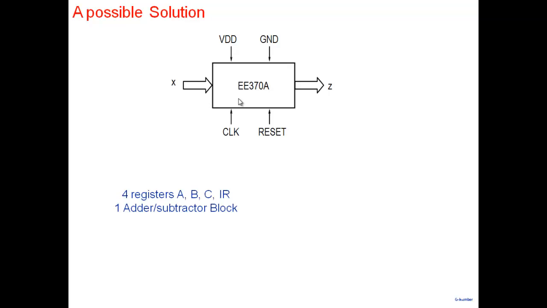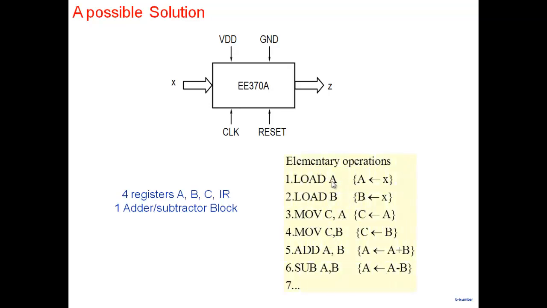What can my IC do? Well, let's suppose my IC can do these elementary operations. Remember, these registers are A, B, C, IR. Suppose I design my IC so that it can do this operation: I can load something in my register A. Load means whatever is at the input X, I can load it in A. It's an elementary operation. I can load in B. I can take X and put it in B. I can do that also.